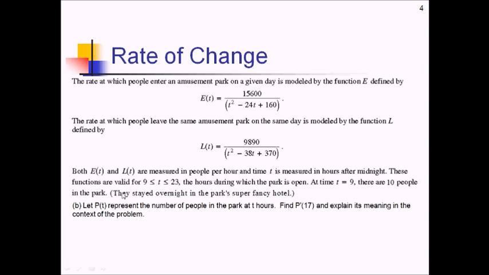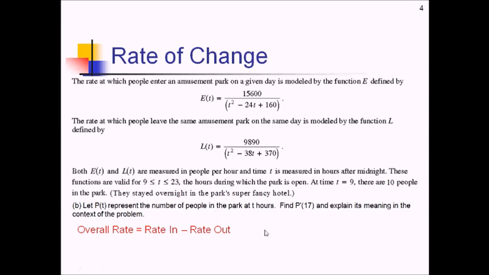All right, so if P is the number of people in the park, P prime is talking about the rate at which that number is changing. Well, the rate at which the number of people is changing has to take into account the rate at which they are entering and the rate at which they're leaving. These will both play a role. Specifically, to find the overall rate, we need the rate in minus the rate out. And that's going to give us the overall rate.